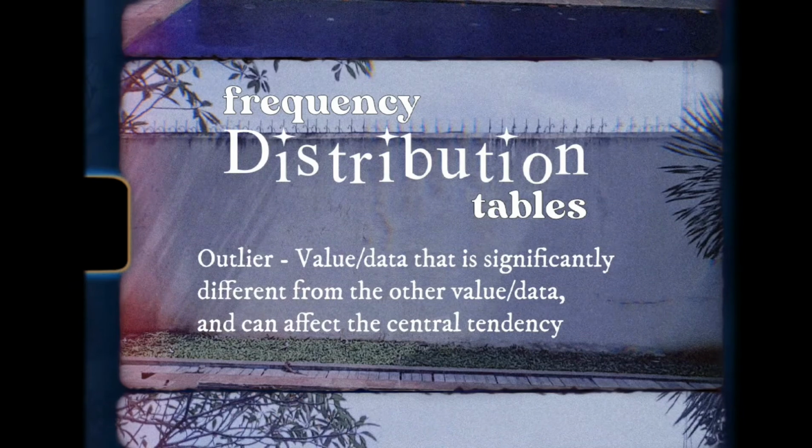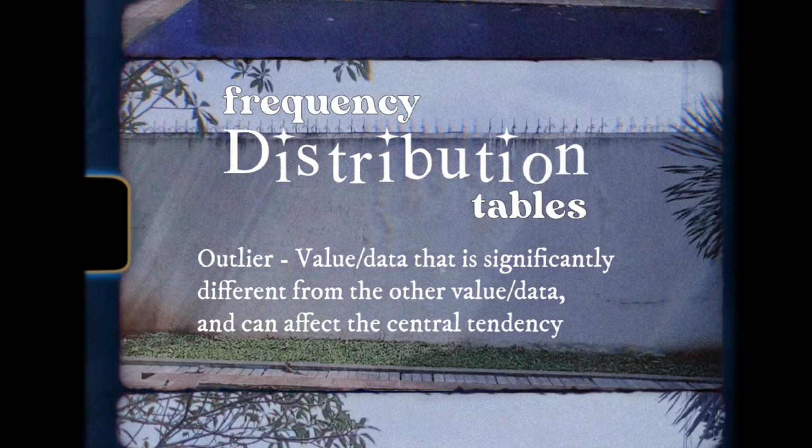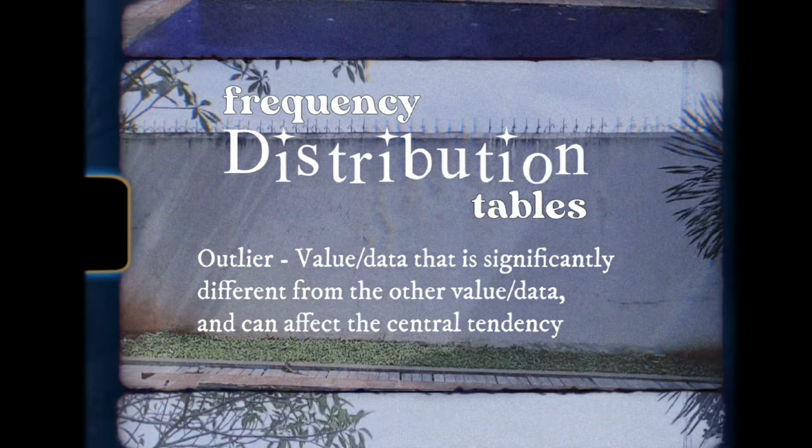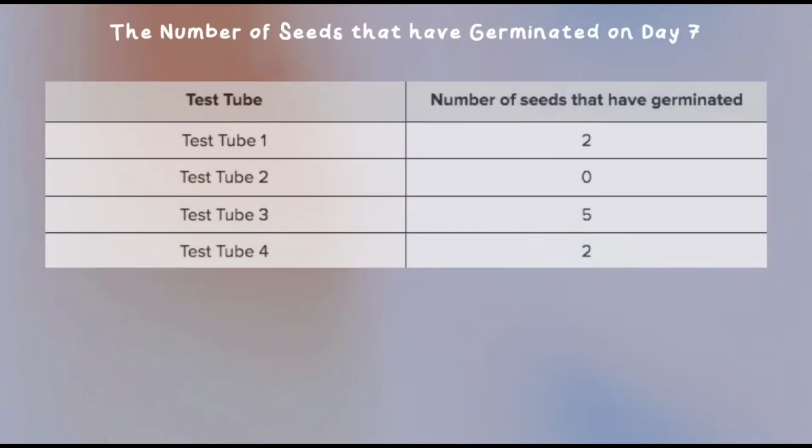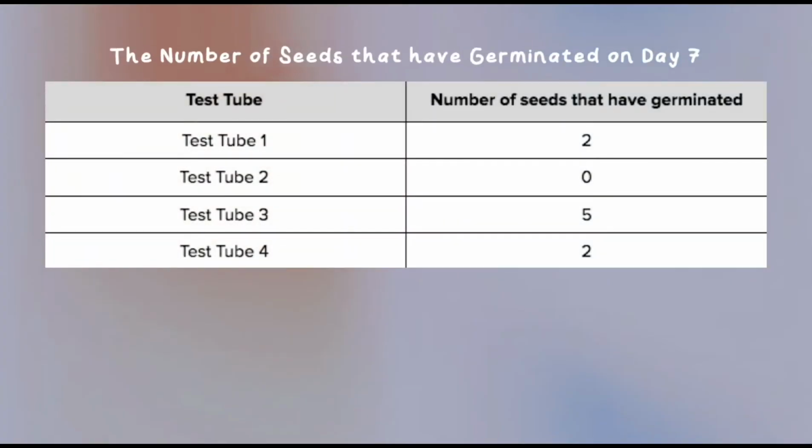An outlier is a value or data that is significantly different from the other values or data and can affect the central tendency. The number of seeds that have germinated on day 7. Test tube 1 has 2 seeds that have germinated. Test tube 2 has 0 seeds that have germinated. Test tube 3 has 5 seeds that have germinated. And test tube 4 has 2 seeds that have germinated.